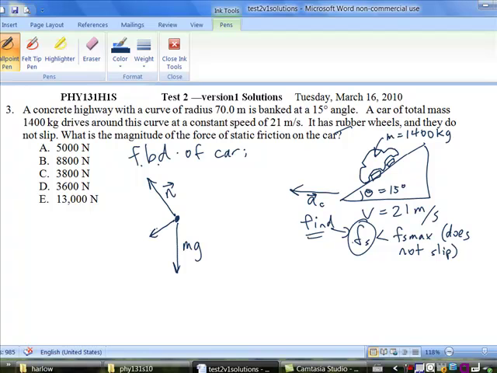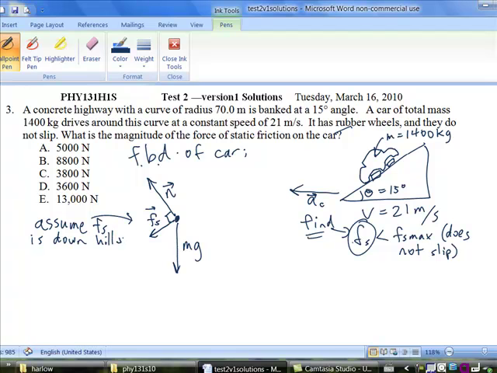So I'm going to put it down like this, F sub s, as kind of a guess. I know it has to either be up or down. We're going to assume it's down the hill, and if I get a negative value for F sub s, which I'm going to solve for, then I'm going to know it's up the hill. I've just made the wrong choice, so it'll be okay. So assume F sub s is down the hill for positive F sub s. Okay, and if it's negative, we'll know it was up the hill.